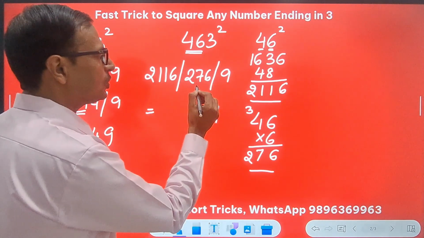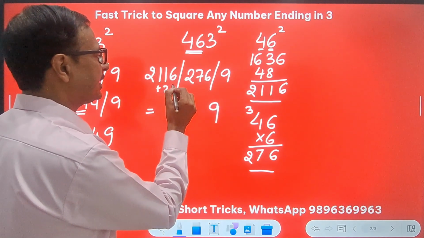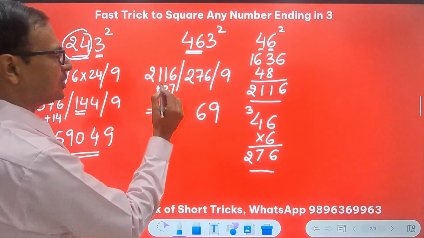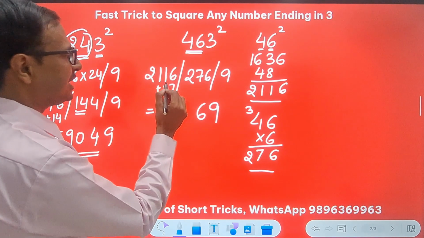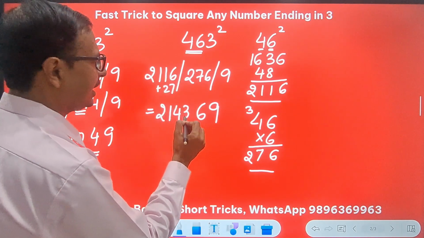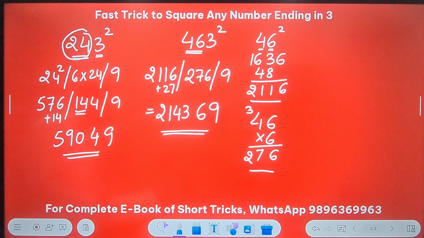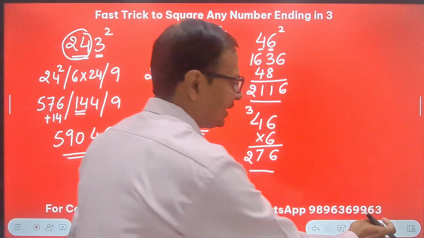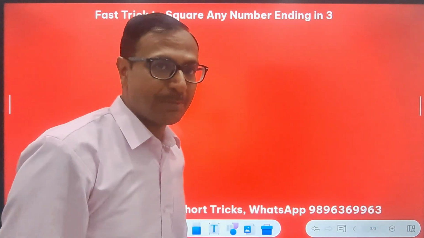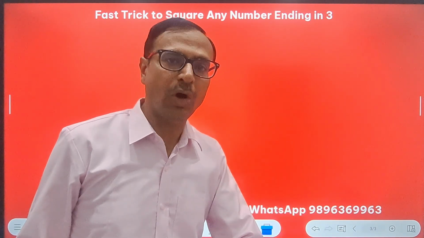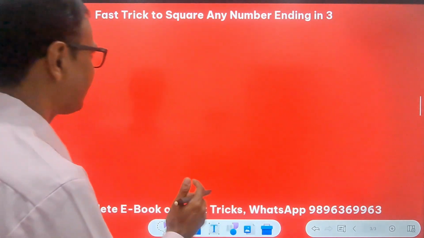The 27 gets added here, and the 6 retains in the answer. So this is 2, 1, 16 plus 27 is 43, and there we go. 214369 is the square of 463. Now you can go on and on, friends, and take much larger numbers, and you will see that the trick works wonderfully well for all numbers. Let's take one more example.